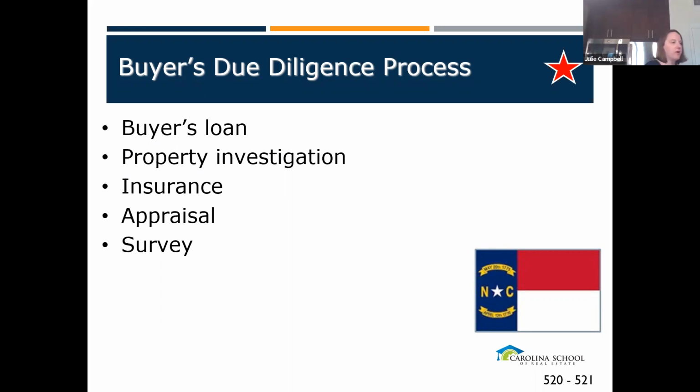Can the parties agree to add a contingency? Can buyer and seller agree to add a contingency that might say, for example, if I don't get this loan, then I can't buy your home? Can they agree to do that?